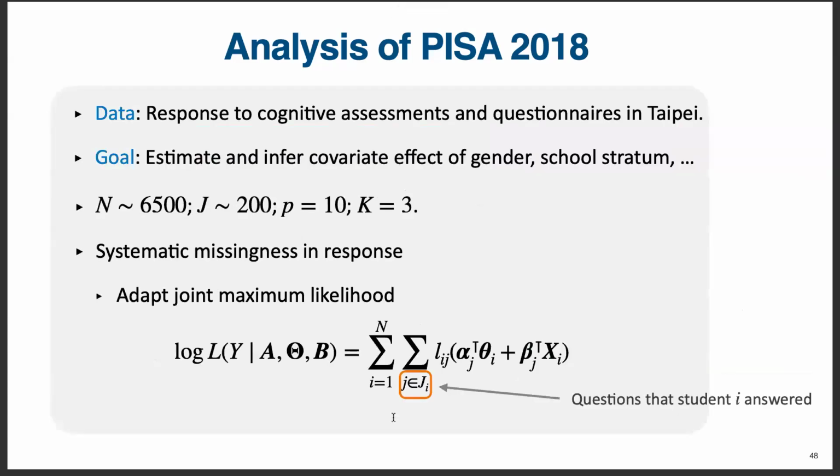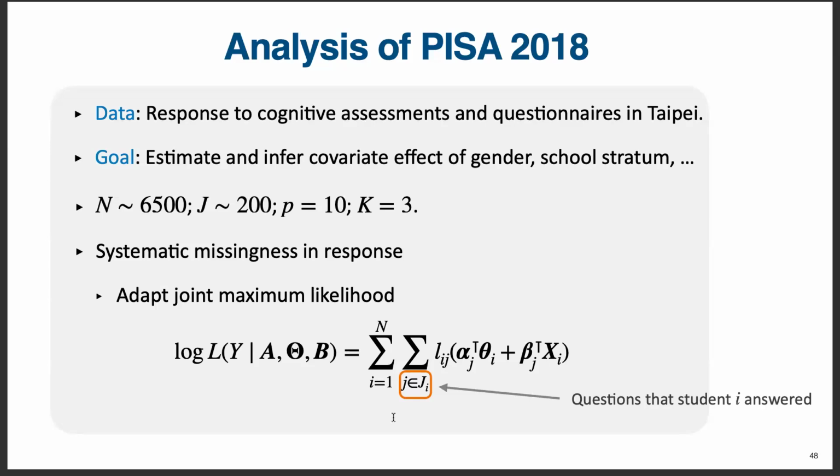For illustration, we only analyze a subset of the full data set. We only focused on the students from Taipei, about 6,500 students and about 200 questions. We consider 10 covariates, including information about gender and the school, whether it's a private or public school, or whether the school is in an urban or suburban area. And the latent factor number is 3.